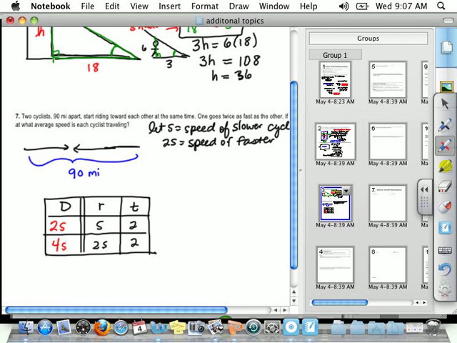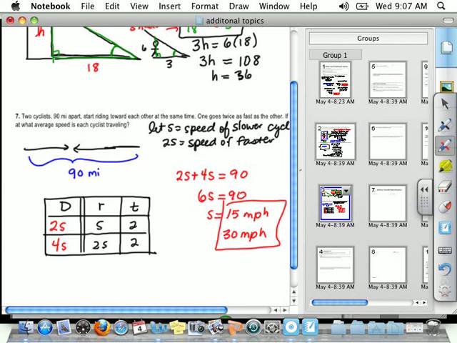So they're going to go a total of 90 miles. So we're going to have 2S plus 4S equals 90. Do you guys see that? So I get 6S equals 90. So S equals 15. So the first one was going 15 miles per hour. The second one was going 30 miles per hour. So those are the speeds of the 2 cyclists.